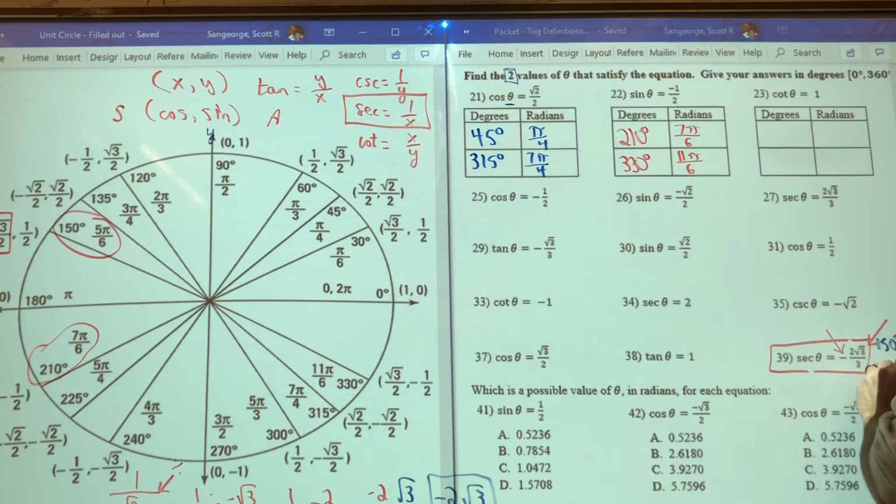210 degrees, or 7 pi over 6. And that's how you use the unit circle to find the angle when you're given the value.